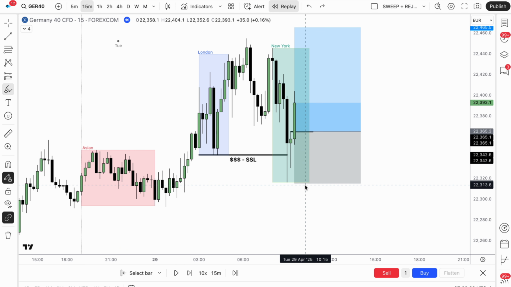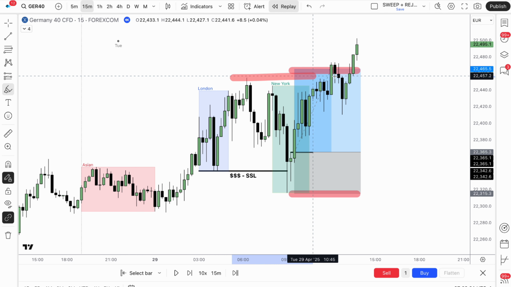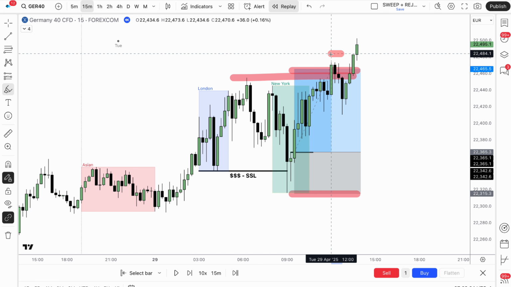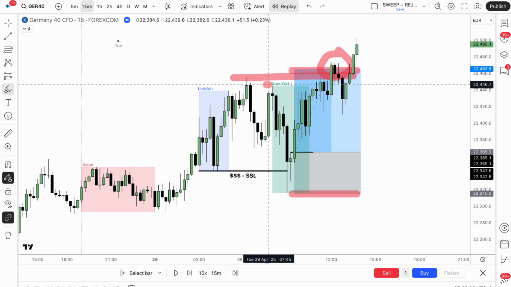And as you can see, just after the New York session, this trade did hit take profit for a 1 to 2. We ended up moving towards the draw on liquidity, and we also ran the buy side liquidity above the New York session high. And so we can classify this as an ICT turtle soup.